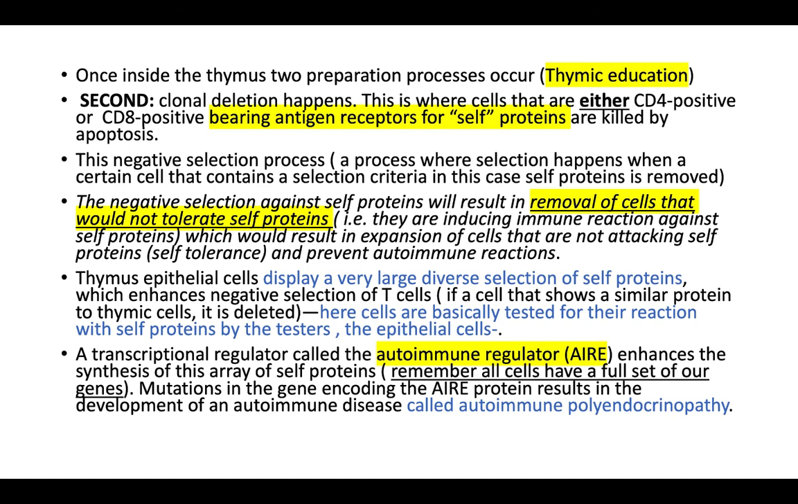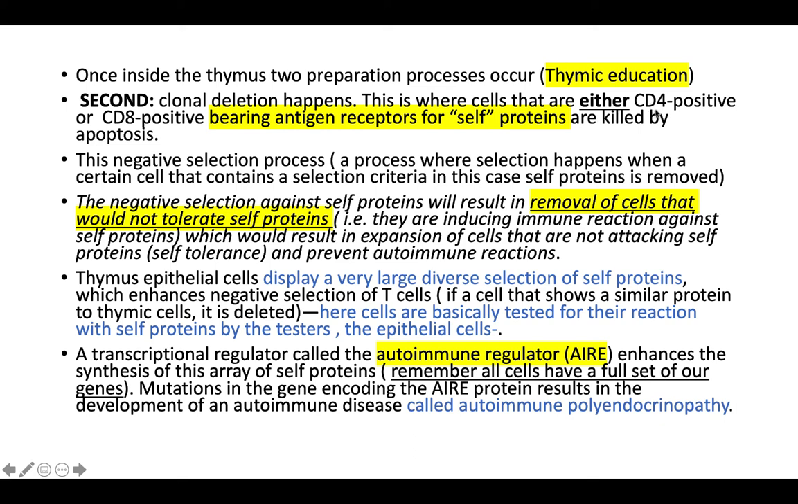هلأ once inside the thymus حكينا two preparation processes occur. هذا هو thymus education. Clonal deletion happens where cells that are either CD4 positive or CD8 positive bearing antigen receptors for self proteins are killed by apoptosis. So this is the negative selection I think I'm trying to say here.